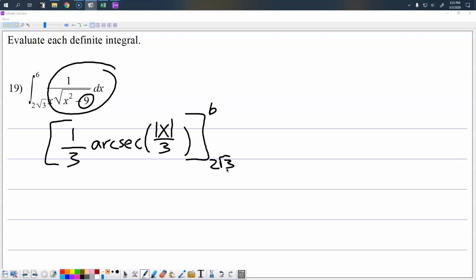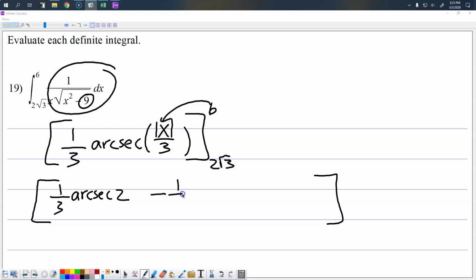All right. So go ahead and plug in our numbers here. So I have 1 over 3 arc secant of the absolute value of 6 over 3, which is 2, minus 1 over 3 arc secant of, plug in your 2 radical 3 there.